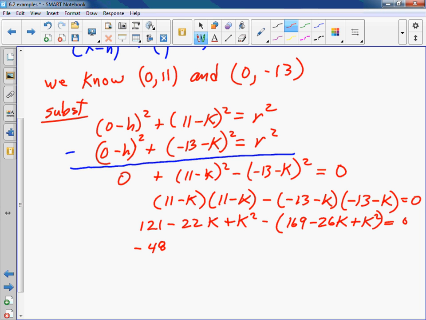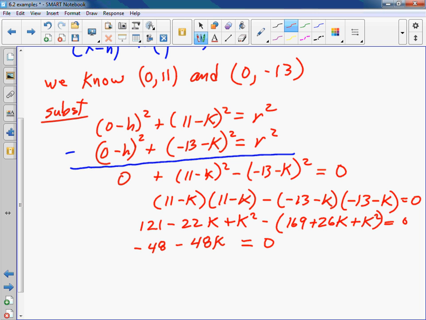Careful, careful, careful. Something's wrong here. This is plus. You guys have got to catch me on that. Because both of these are negative, it's negative and it's plus 26k. Okay, be careful. So we're going negative 22k minus 26k. So that's minus 48k. And then we're going k^2 minus k^2, groovy, even better, equals 0.